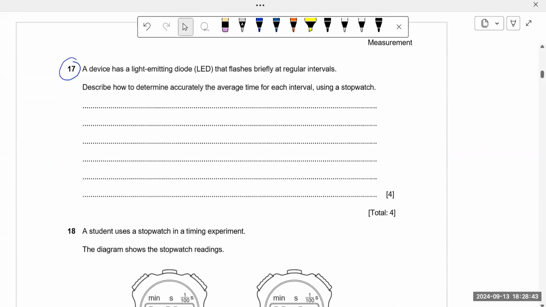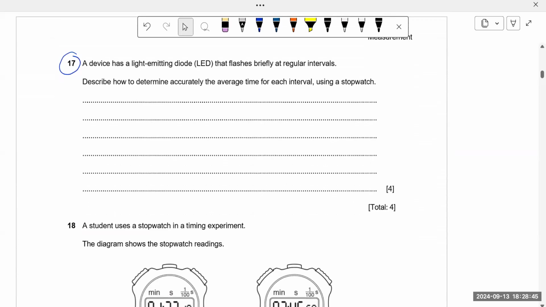Number 17. A device has a light-emitting diode, LED. LED stands for light-emitting diode, that flashes briefly at regular intervals.